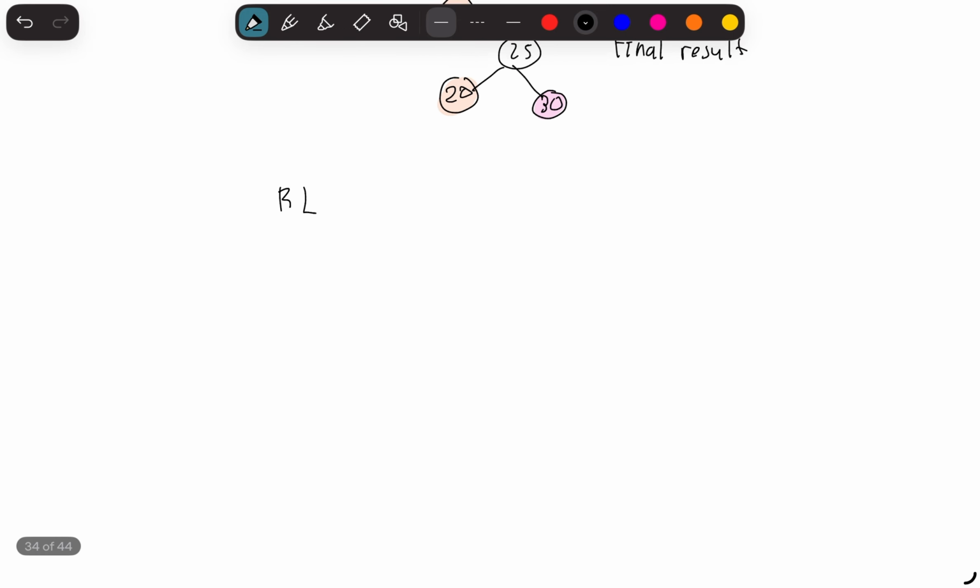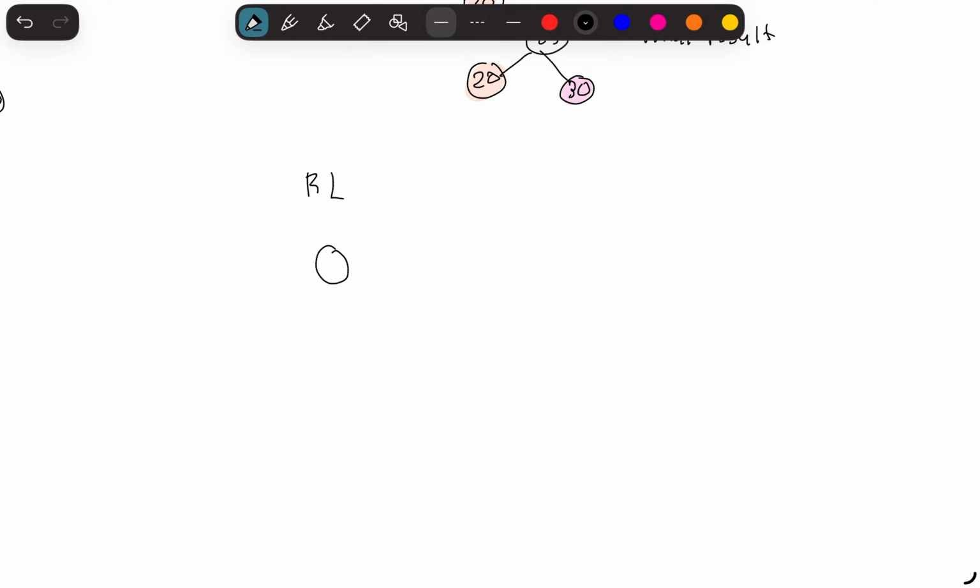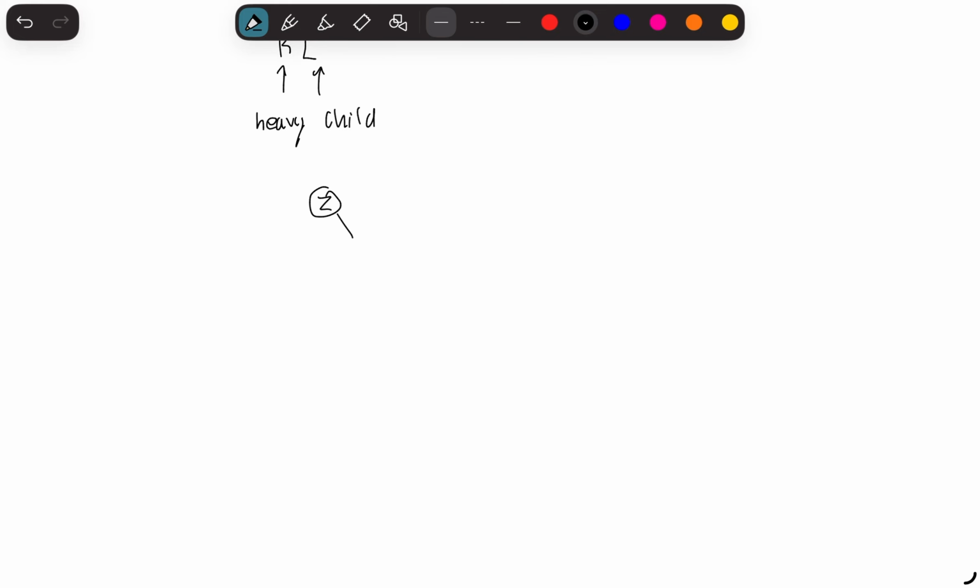Okay, so now let's talk about your right-left case, RL. What this means is that you have your heavy pattern on the right and your child on your left. So your heavy side is the side that comes first, and then the left is the side of your child. You're going to have, for example, Z, Y, and X. And our example here is going to be 10, 30, and 20.